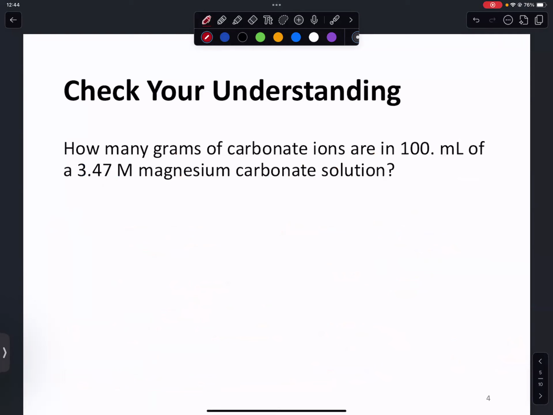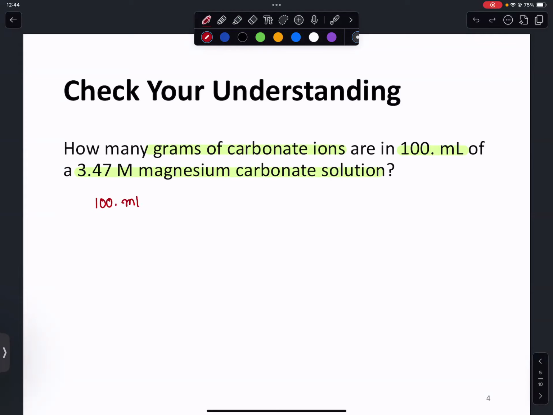Now, I want you to work on this with me and try to think now how many grams of carbonate ions I am going to have in 100 milliliters. So it asks for grams of carbonate ions in 100 milliliters of 3.47 molar of magnesium carbonate. Okay, so in this case, I can start with the 100 milliliters.